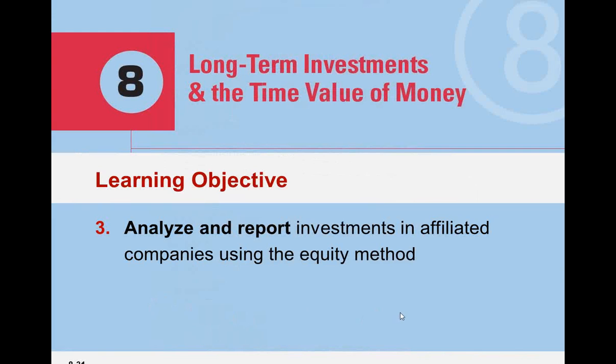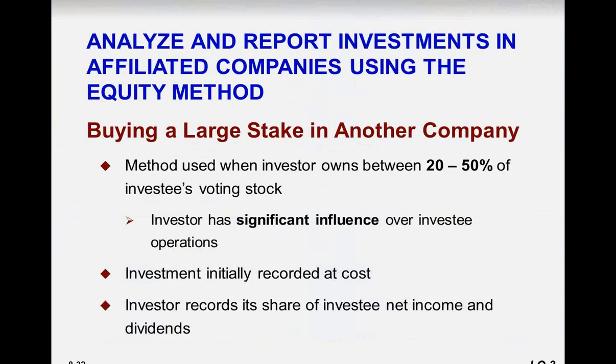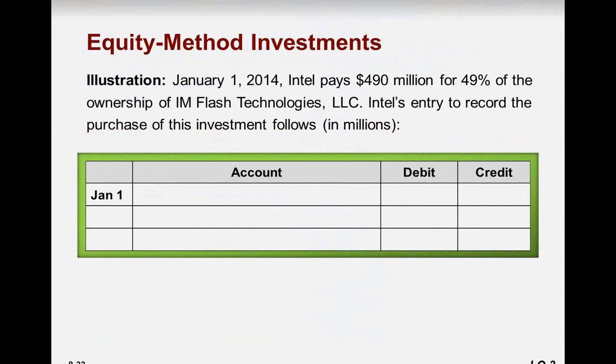If we buy in affiliated companies using the equity method, we record this a little differently. If we buy a large stock in another company, 20 to 50% of their investee's voting stock, then we have a significant influence over that investee's operation. The investment is initially recorded at cost, just like on the available for sale, and then the investor records its share of the investee's net income and dividends. So that's a little different.